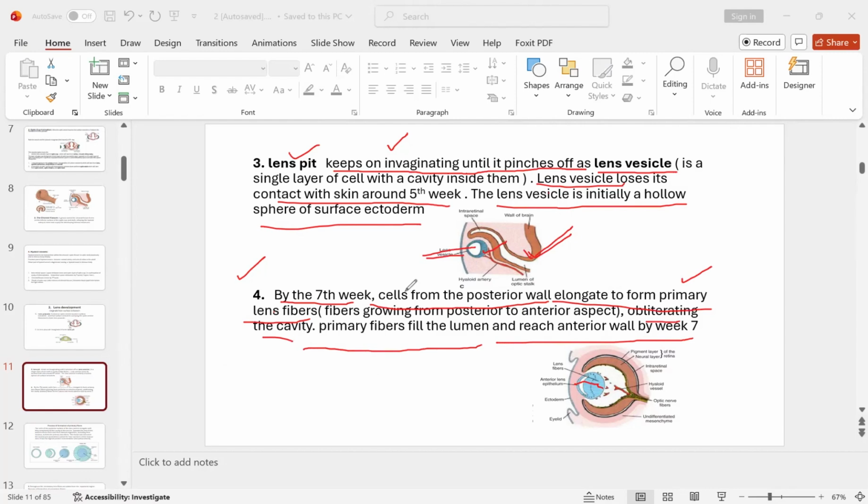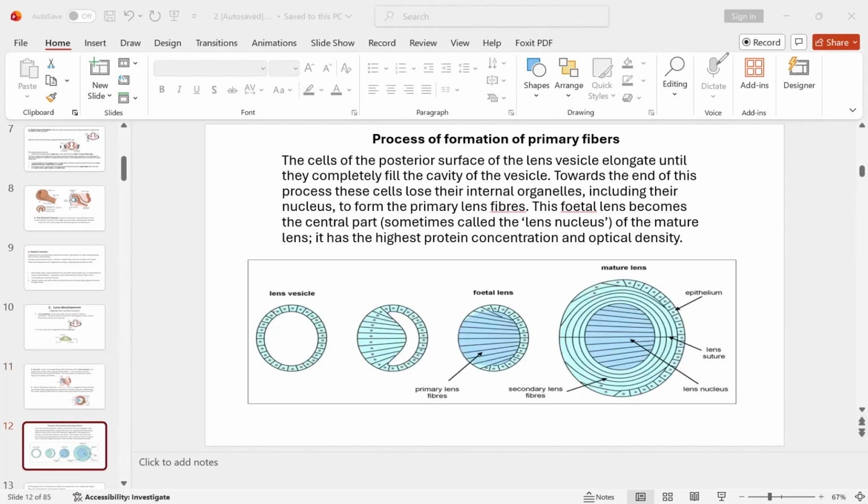But let me explain the whole process of formation of the primary lens fibers. Cells of the posterior surface of the lens vesicle elongate until they completely fill the cavity of the vesicle. You can see this is the lens vesicle. Cells of the posterior wall are elongating and they will keep on elongating until they fill the cavity of the vesicle. You can see in this diagram that the cavity of the vesicle is now filled and there is no longer any cavity in the vesicle.